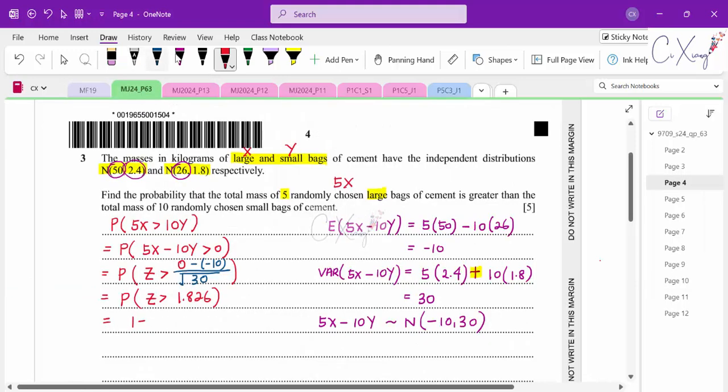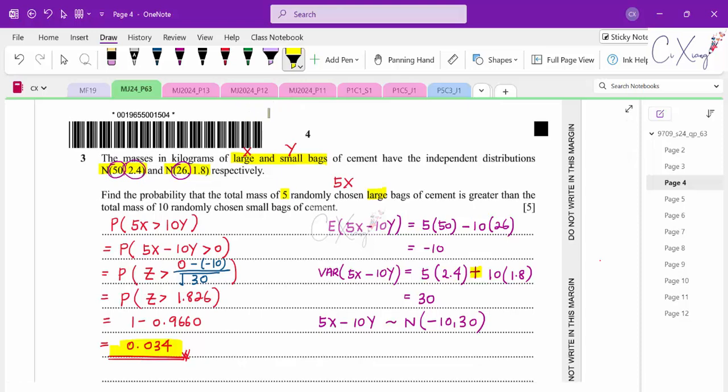Okay, so if you go back to your table again, 0.9660, and after you simplify it, you will get the probability 0.034. So this is how we get the answer for this part of the question.